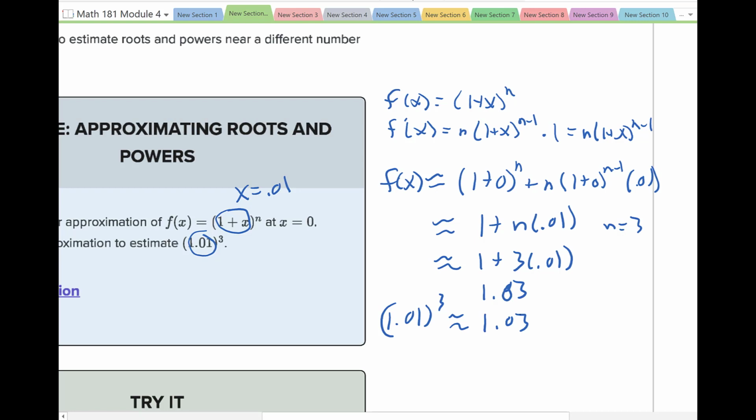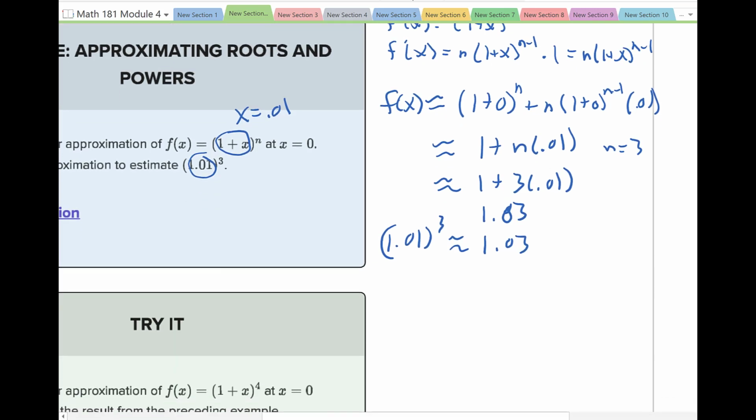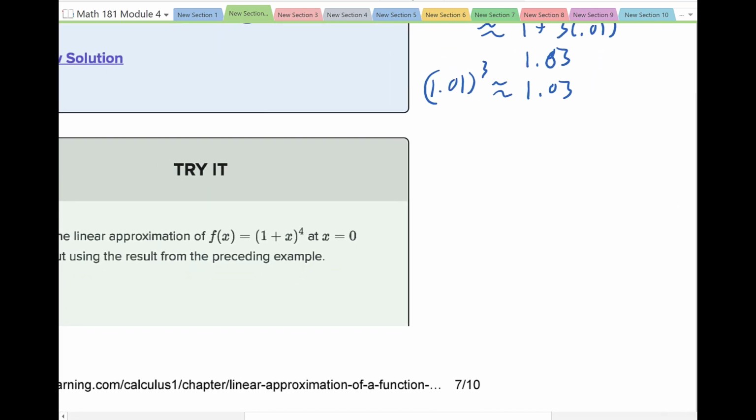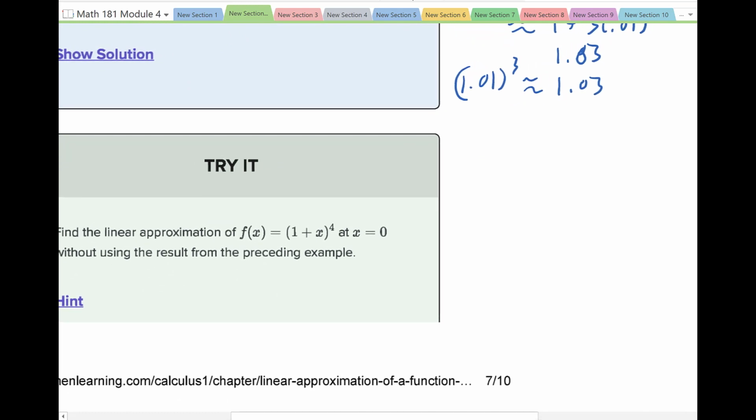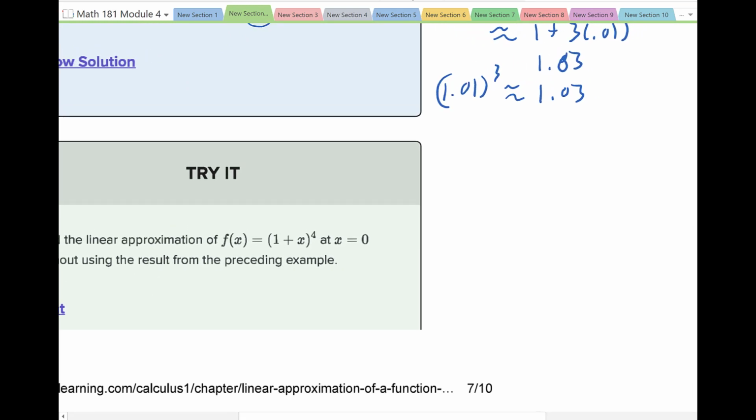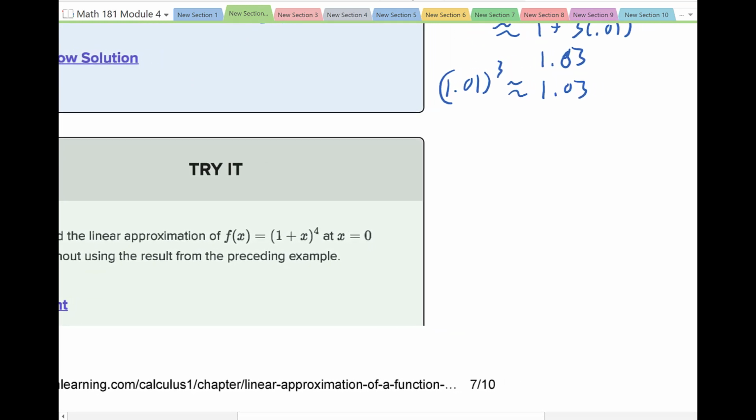And let me see what I get on my handy-dandy calculator. 1.01 to the third power, 1.030301. Okay, we've got a couple more here. So now we're doing the linear approximation of f of x equals 1 plus x to the fourth at x equals 0. So what we just did.